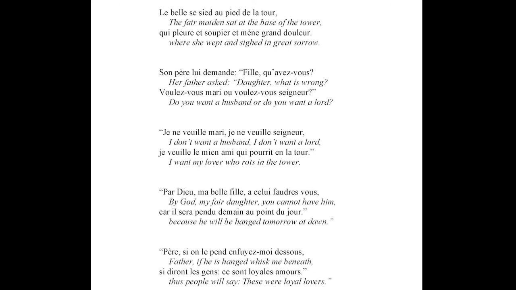The fair maiden sat at the base of the tower, where she wept and sighed in great sorrow. Her father asked, "Daughter, what is wrong? Do you want a husband, or do you want a lord?" "I don't want a husband. I don't want a lord," she replied. "I want my lover who rots in the tower." "By God, fair daughter, you cannot have him, because he will be hanged tomorrow at dawn." "Father, if he is hanged, whisk me beneath. Thus people will say, 'These were loyal lovers.'"